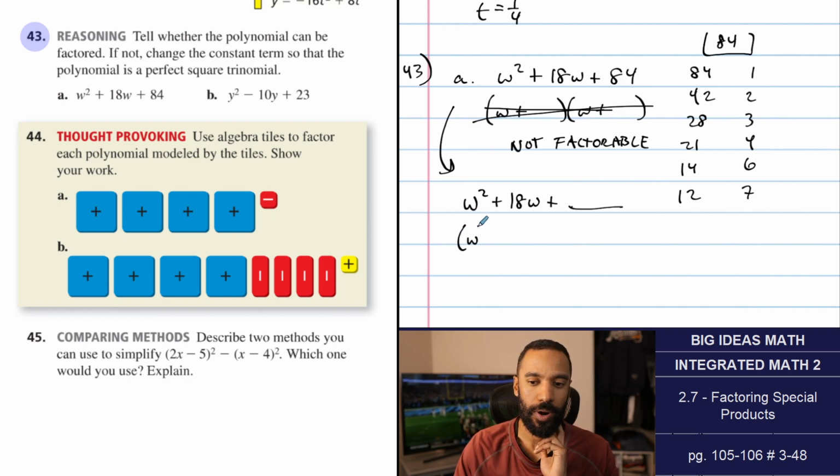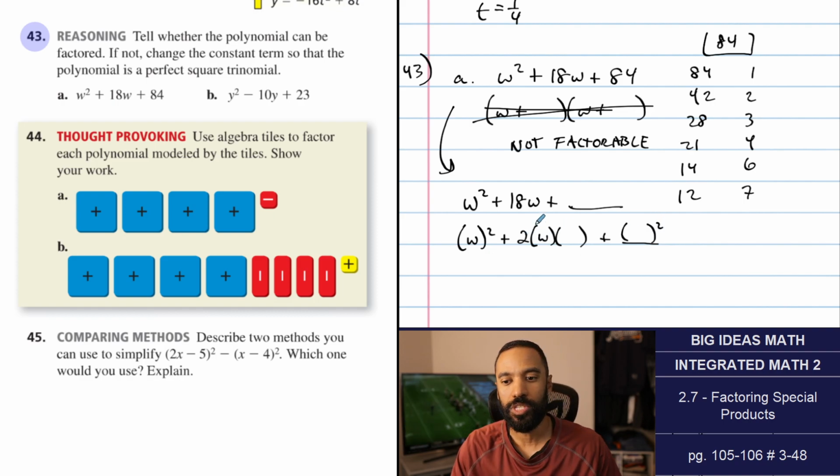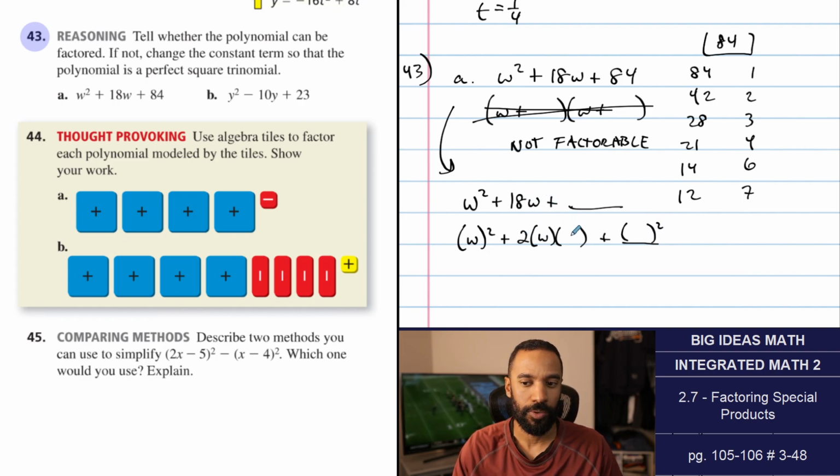Think about what you're squaring here. Think about the fact that this is doubling your w times something, and that's the thing that's going to be squared over here. So 2w times what is 18w? That's 9. That means 9 is being squared. That means here you get 81.